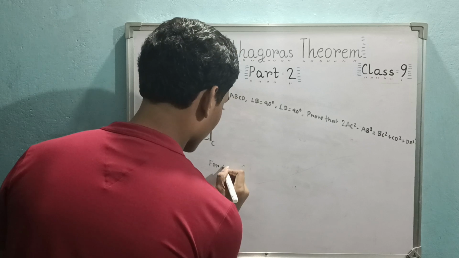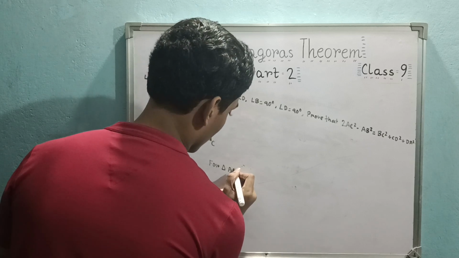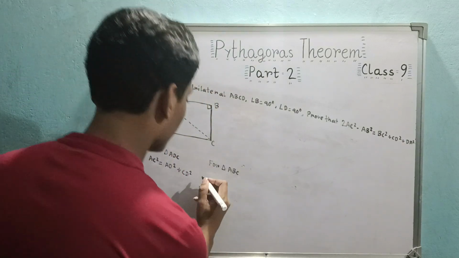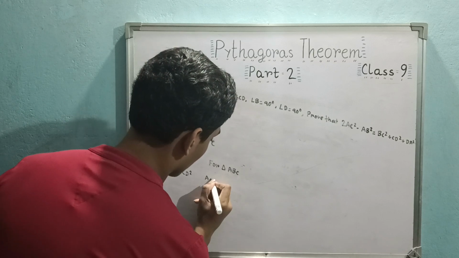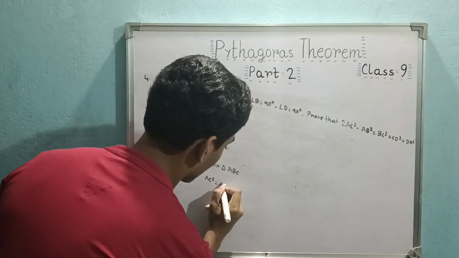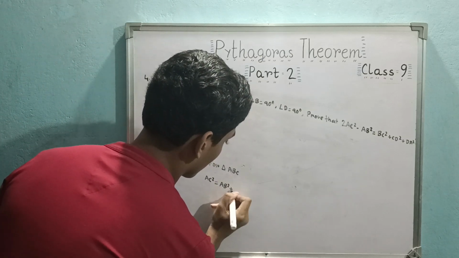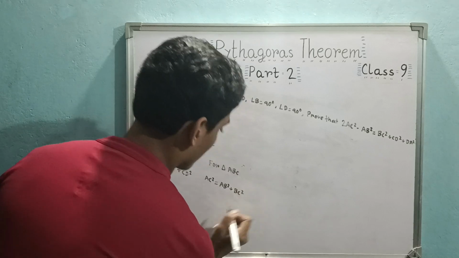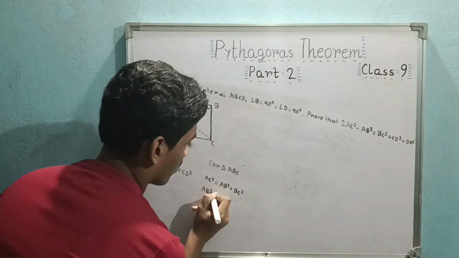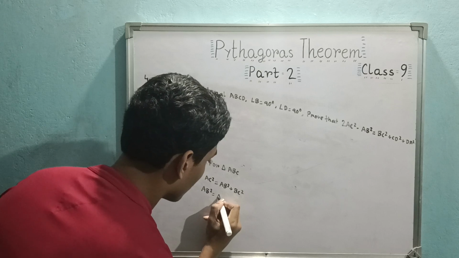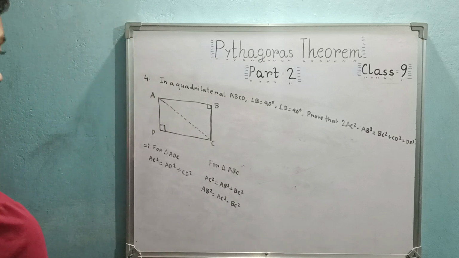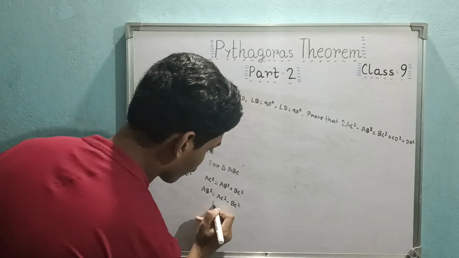Everyone should be given equal importance. For triangle ABC, again hypotenuse square, AC square, equal to AB square plus BC square. For my convenience, I will keep AB square on one side, so AB square equal to AC square minus BC square. There you go. Suppose this is 1 and this is 2.